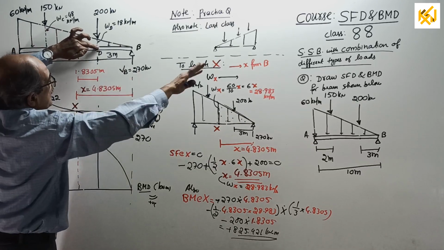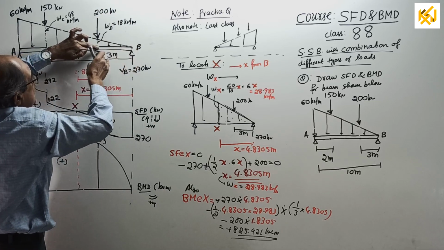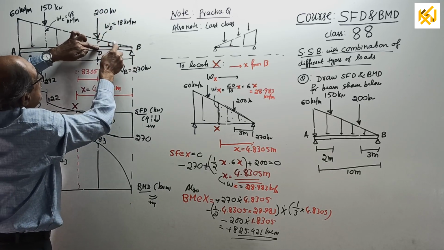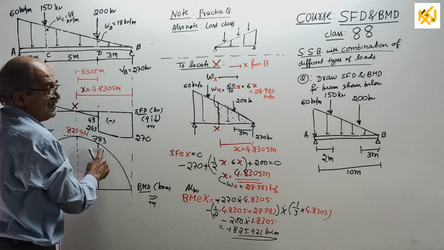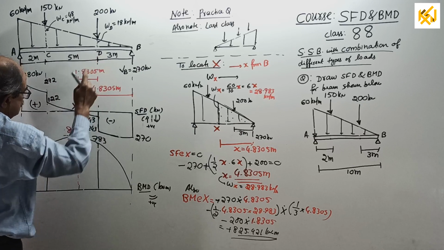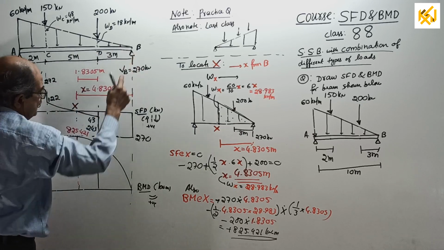BM here. Look this side. Plus 270 into 3 minus half into 3 into 18 into 1/3 of 3. You get 783. A to C, parabola of third degree. C to D also parabola of third degree. D to B, same thing.